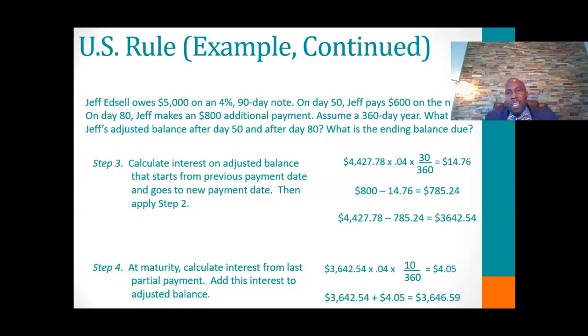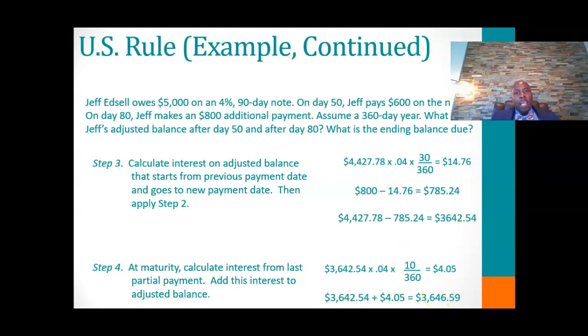So let's say Jeff did not make any payments until the 90-day period. You would take the 5,000 times 4%, 0.04, times 90 divided by 360. So Jeff will pay a total of $5,050 if he did not make the partial payments. By making the partial payments, he'll pay a total of $5,046.59, the remaining balance here, along with the $1,400 that he's paid already.